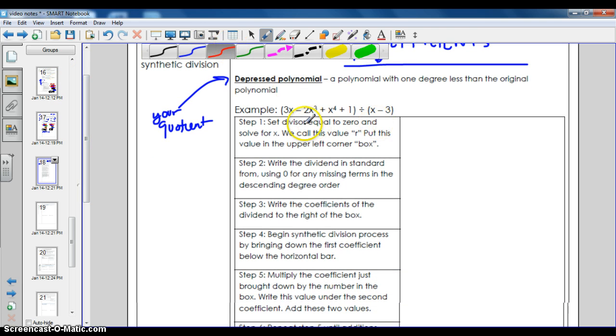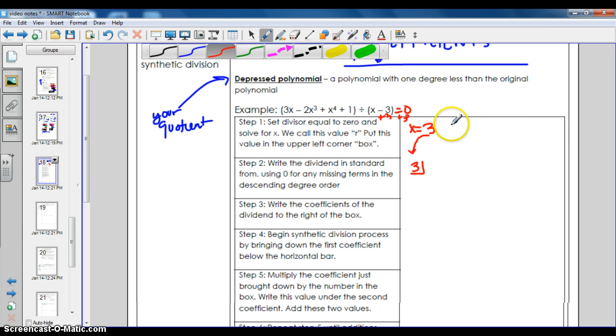So setting it up, divisor equal to 0, and what we do is solve for x. So add 3, add 3. So x is equal to 3. So what we're going to do is we're going to put that in the box.